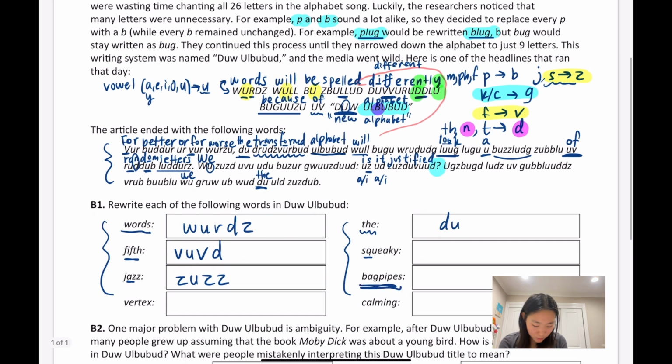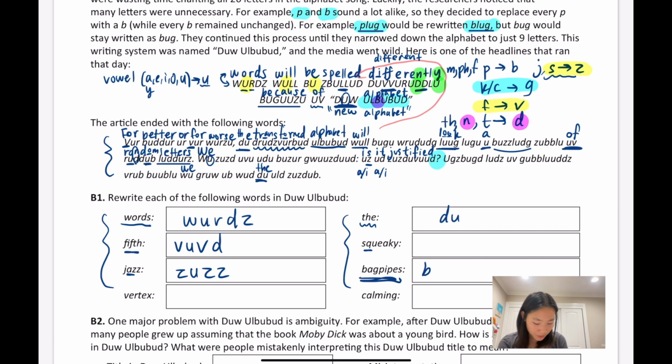Let's see if we can try bagpipes though. So B, the B sound, well, this new alphabet has B anyway, so that doesn't really matter. All the A's get transformed into U's because all vowels get transformed into U's. The G sound, we also have G's throughout the alphabet, so it doesn't seem like this needs to change either. So let's just do G, and then the P we know is transformed into a B.